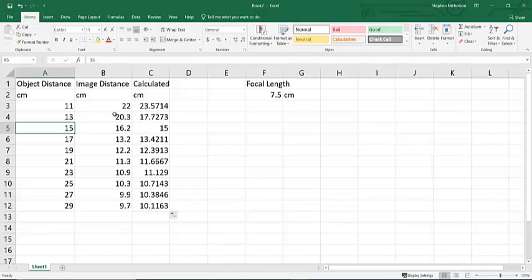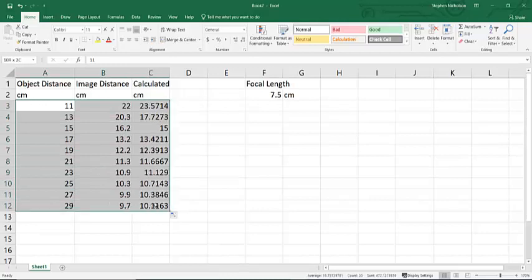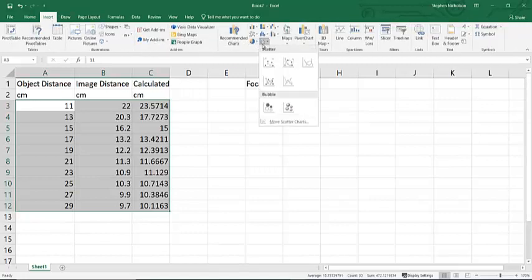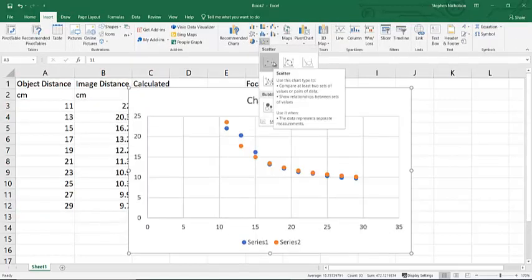Okay, so that is what we're going to do. We're just going to create one graph that compares object distance versus image distance measured and object distance versus image distance calculated. So I'm going to start with, actually we could just highlight the whole thing. And then we're going to insert chart, scatter chart, and there it is.